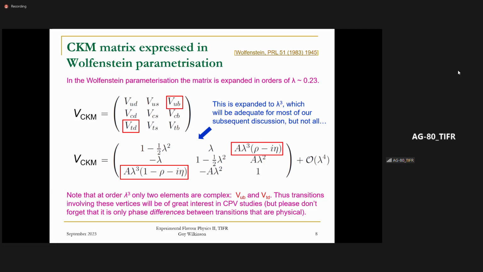That's very convenient for B physics, but if you're dealing with kaon physics, you are not actually accessing these elements, you're accessing other elements, and you have to go to higher orders of the matrix to actually see the CP violating imaginary phases come out.